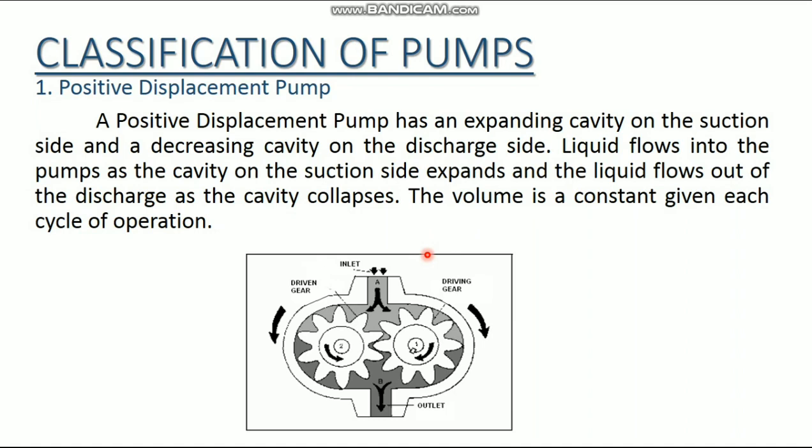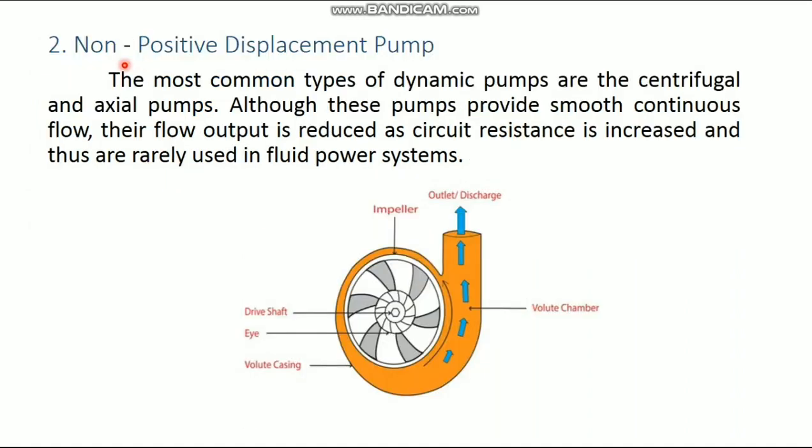Then we can see the non-positive displacement pump. The most common types of dynamic pumps are the centrifugal and axial pumps. The non-positive displacement pumps are also called dynamic pumps. The example of this type of pump is the centrifugal pump. Although these pumps provide smooth continuous flow, their flow output is reduced as circuit resistance is increased, and thus they are rarely used in fluid power systems.